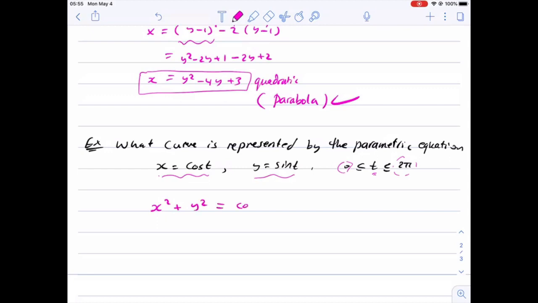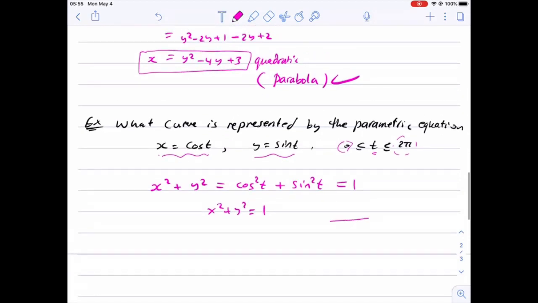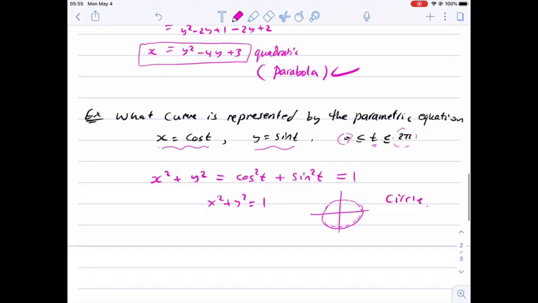So what is x squared? It's cosine squared t. What is y squared? It's sine squared t. But we know that cosine squared plus sine squared is equal to 1. This is an identity. So we have x squared plus y squared equals 1, but this is the standard equation of the circle. So this is a circle of radius 1. Now, if we want to know the direction, these curves are directed or oriented curves.